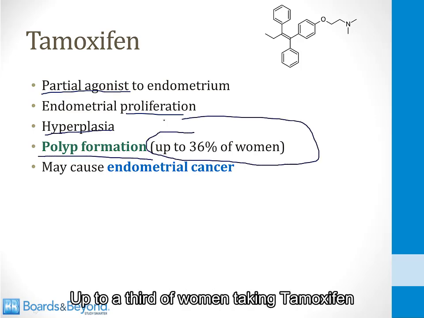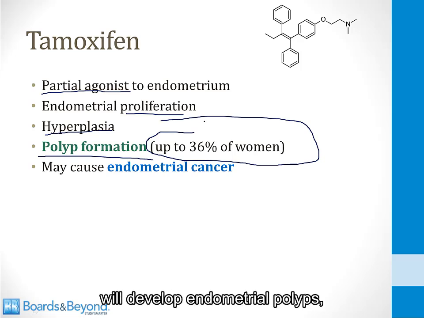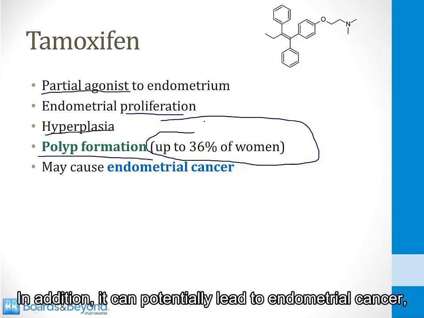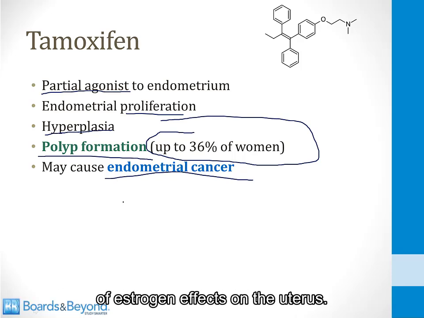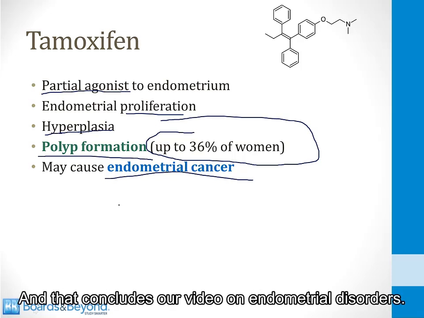Up to a third of women taking tamoxifen will develop endometrial polyps, and that's why it's very high yield to remember this association. In addition, it can potentially lead to endometrial cancer, and once again, this is because of estrogen effects on the uterus. And that concludes our video on endometrial disorders.